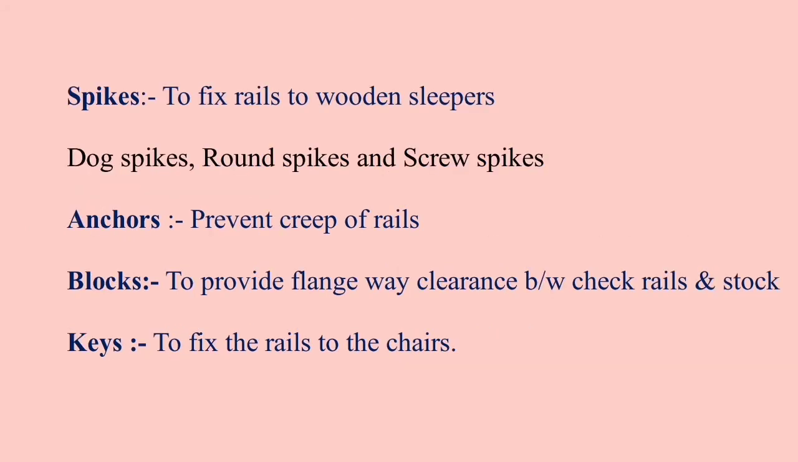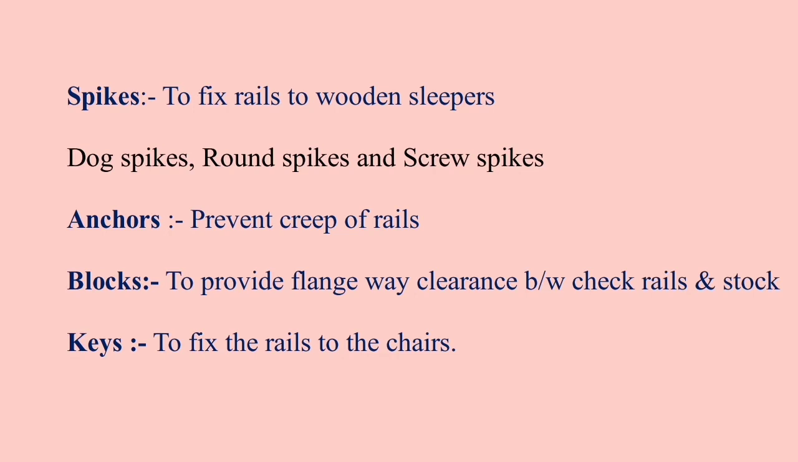Fifth one, spikes. Spikes are used to fix rails to wooden sleepers. They are of different types: dog spikes, screw spikes, round spikes and elastic spikes. What is a dog spike and where is it used? These are square spikes. Legs are provided at top for extraction. The lower end of the spike may be pointed, blunt or chisel pointed. They are used for holding flat-footed rails to wooden sleepers.